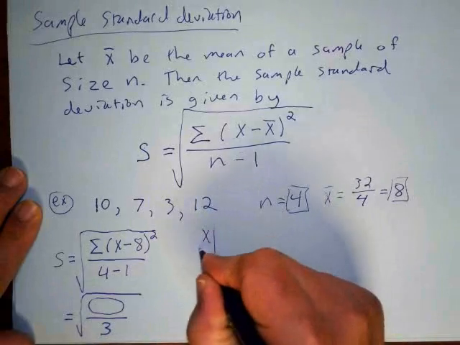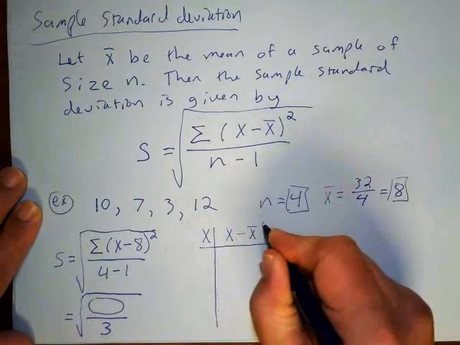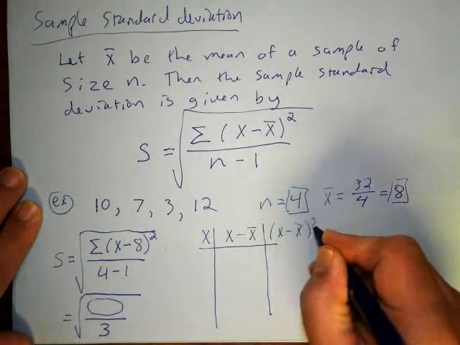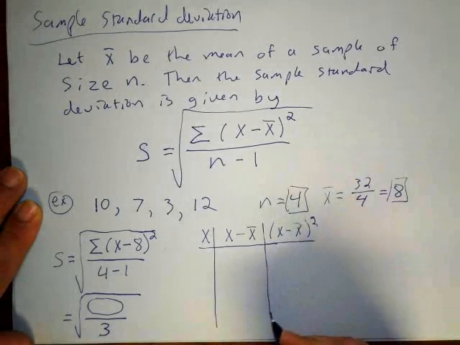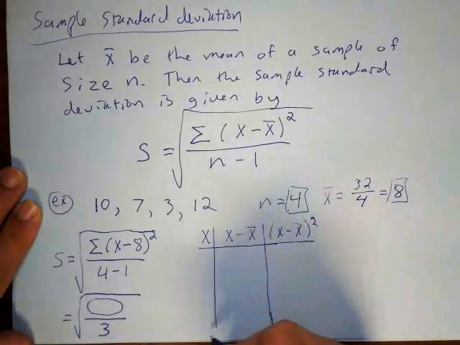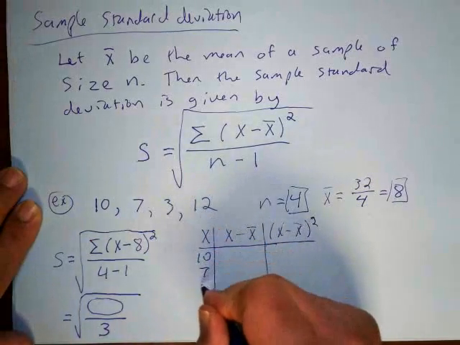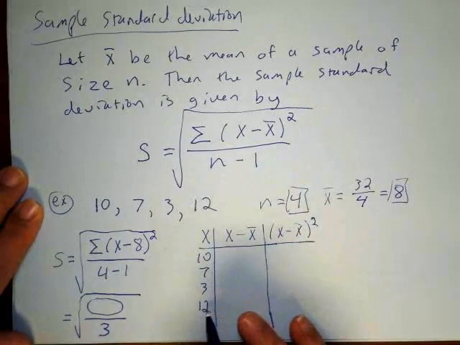And the table has 3 columns. The columns look like this. So the first column, I'm just going to list out the values in my data set. And those are the x values.